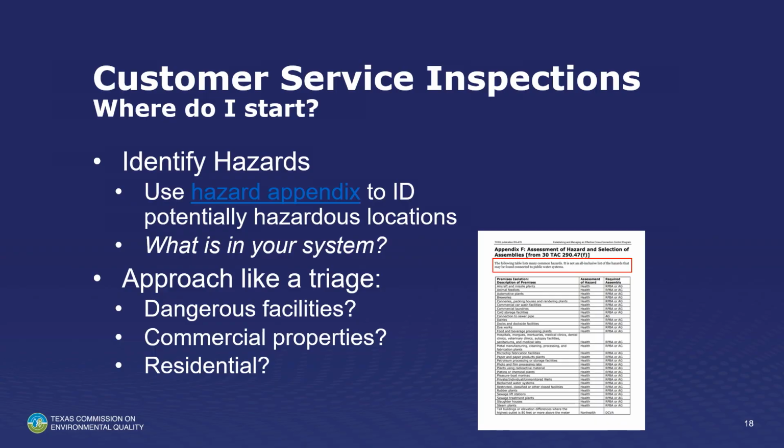Now here it says, approach it like a triage. Well, that's somewhat true. If you've got dangerous facilities, if you go up there and you've got a chemical plant, you're going to put an RPZ on the front of it. That's just a given. If you've got an on-site sewer system with irrigation, it's going to need an RPZ. These are just givens on some of the things. If you've got a funeral home, it's going to have an RP.